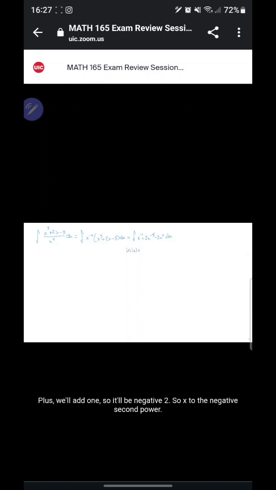Plus, we'll add 1, so it'll be negative 2. So x to the negative 2nd power. Then we have this 2 divided by that negative 2. And then on this hand, this is going to be negative 4, sorry, then we're going to have negative 3. So we have negative 3x to the negative 3rd all over negative 3. Plus c. And then we can simplify it a little bit.